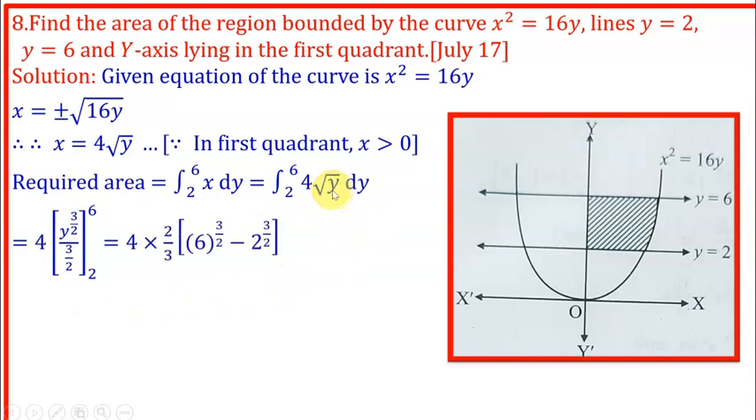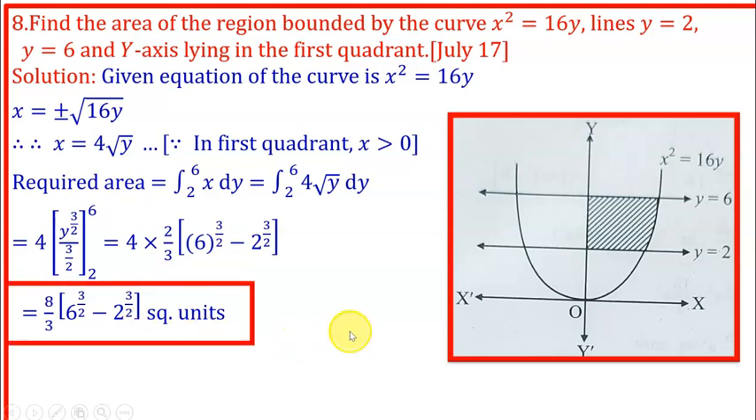Now, root of y, its integral is y raised to 3 by 2 upon 3 by 2. Again, multiply by the reciprocal. You will have 4 into 2 by 3. Replace here y by 6 first and then 2. That is 6 raised to 3 by 2 minus 2 raised to 3 by 2. Okay, now here 8 upon 3 into 6 raised to 3 by 2 minus 2 raised to 3 by 2 square unit. And this is the answer.